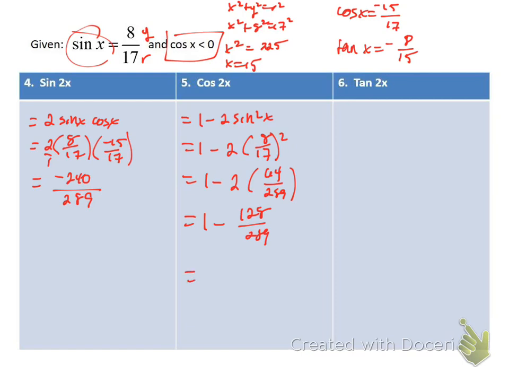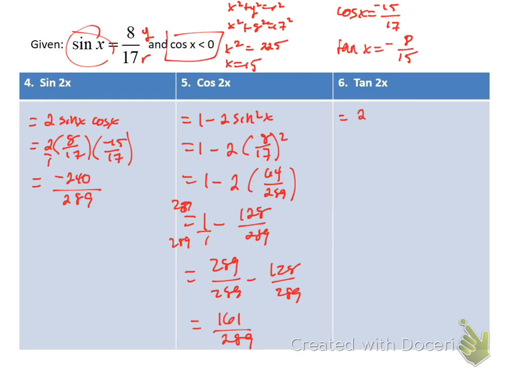Now you got to get common denominators. So 289 over 289 minus 128 over 289, which we get when we multiply this guy top and bottom by 289. Subtract that, you get 161 over 289. And I don't think that that will reduce either, so we're done with that guy. Next, tangent.